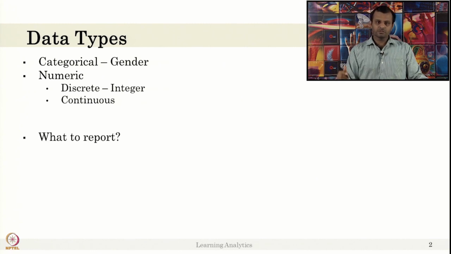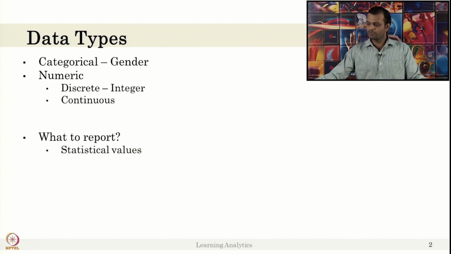So, the important thing is what to report. You know these are data types which we can collect from the students' learning environments. So, what to report? We have to report statistical values just to make sense of the data: what is the minimum value, what is the max, what is the average, median or mode, or skewness, something like that. You can report these statistical values of the data in a particular form of representation.